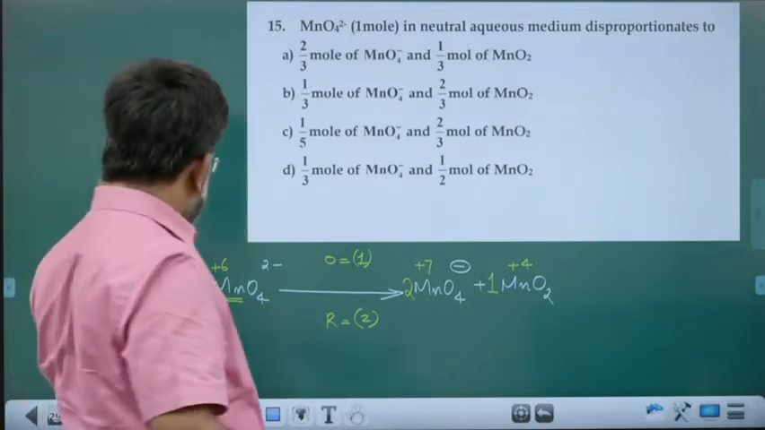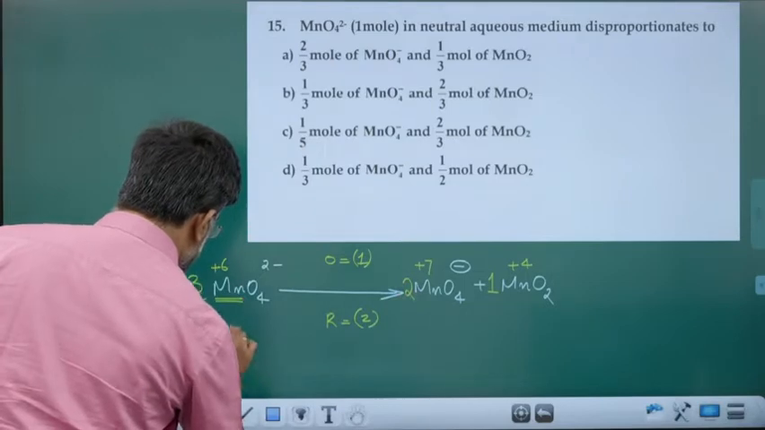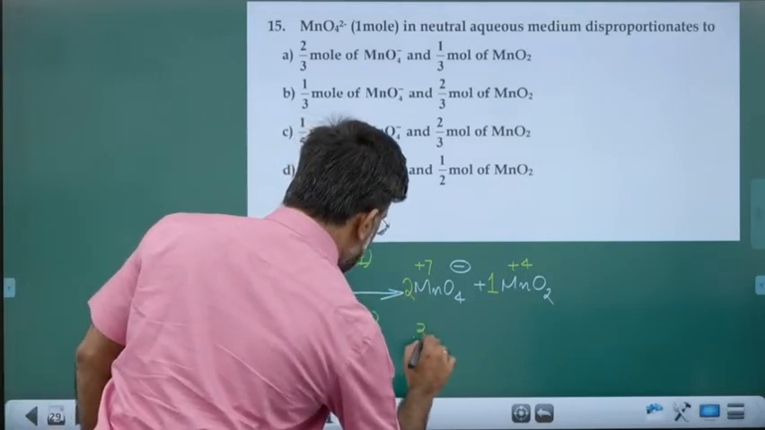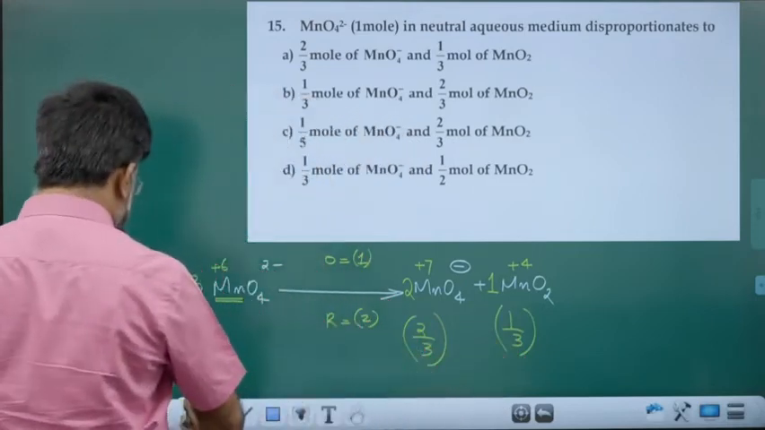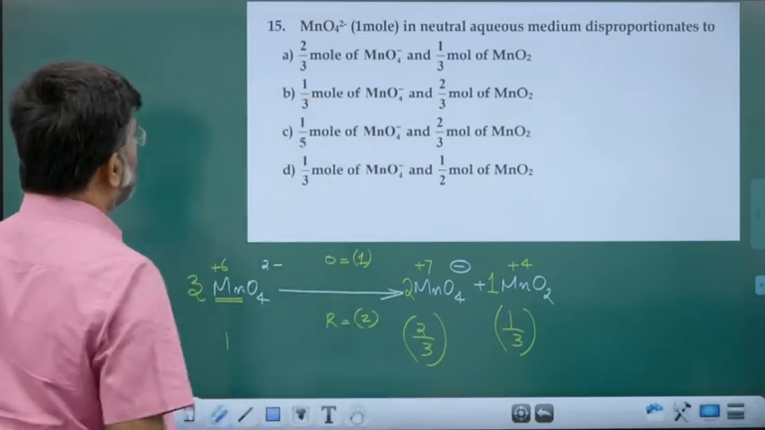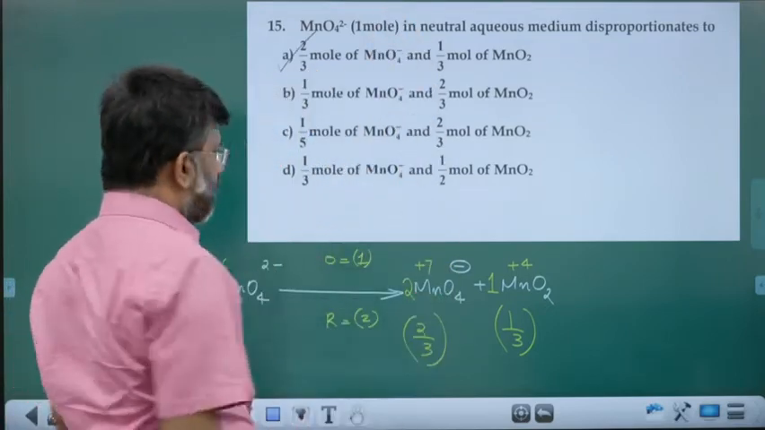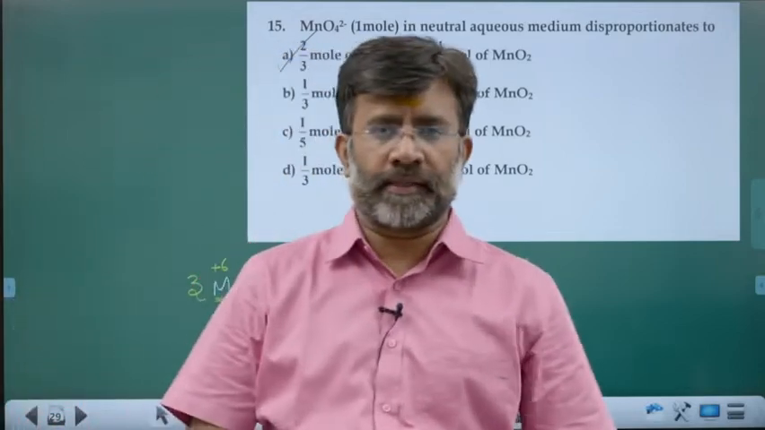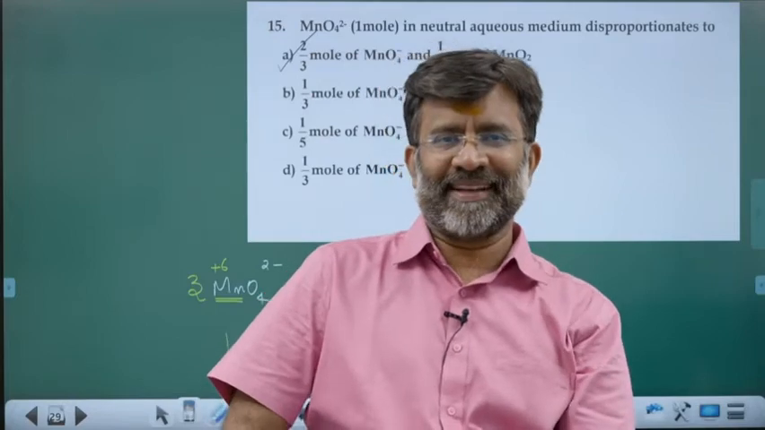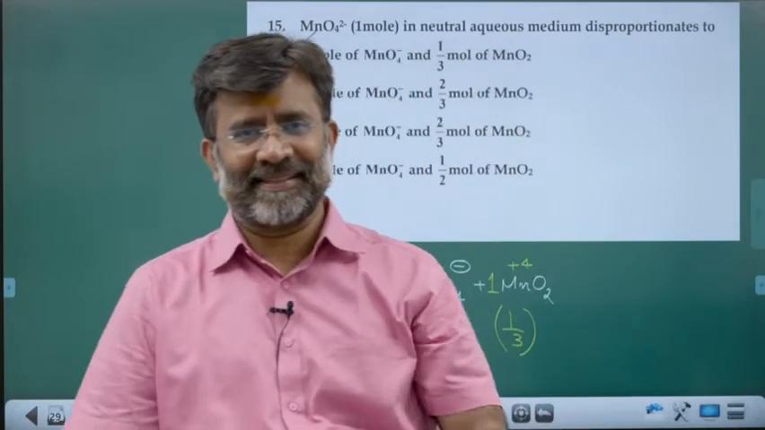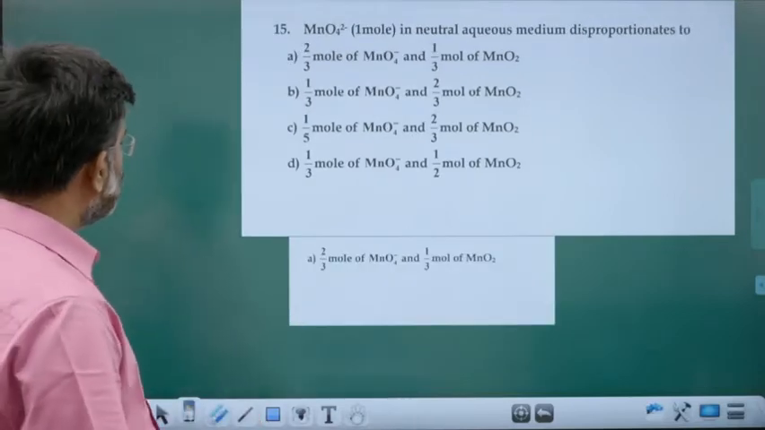1 mole of this will give you how much? 3 mole give 2 mole and 1 mole. Therefore, 1 mole gives 2 by 3 and 1 by 3. Which one? Option A: 2 by 3 mole permanganate and 1 by 3 mole MnO2. Clear? Yes. Next question. Option A.